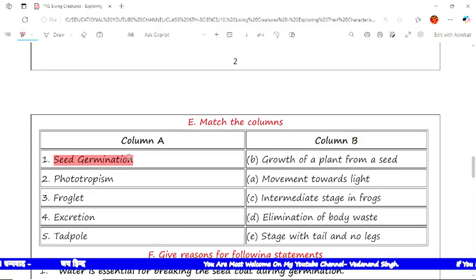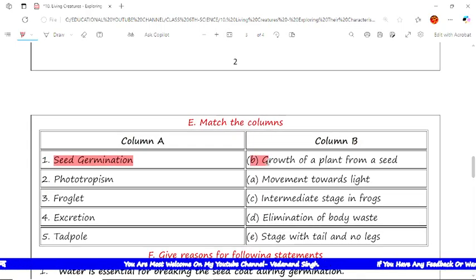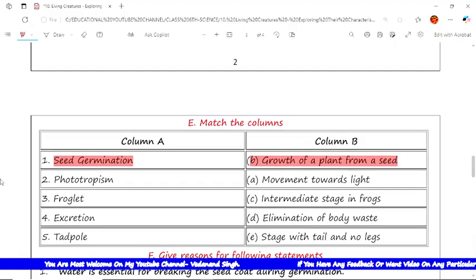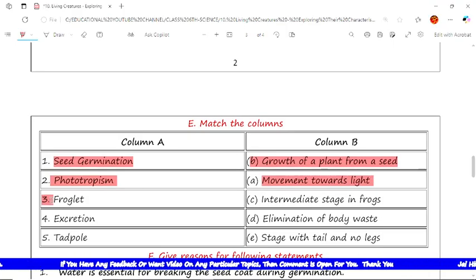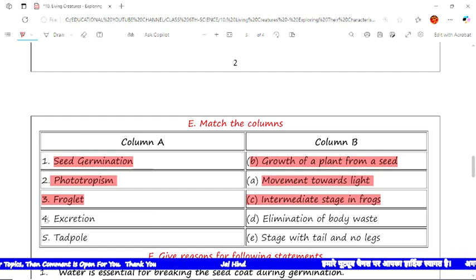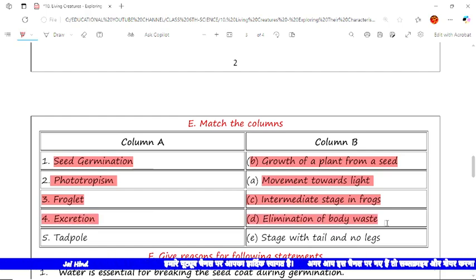seed germination, and the correct answer is B, growth of plant from a seed. Next is phototropism. The correct answer is A, movement towards the light. Next is froglet. The correct answer is C, intermediate stage in the frog. The next is excretion. The correct answer is D, elimination of body waste. Next is tadpole. The correct answer is E.